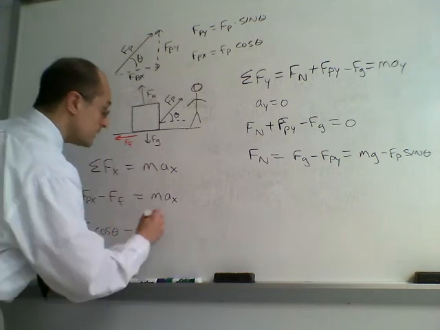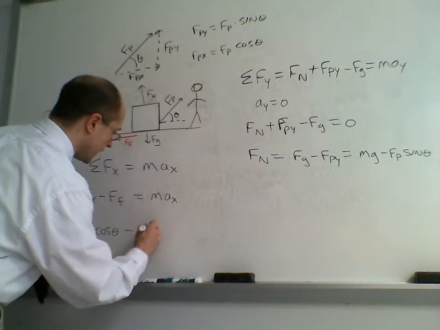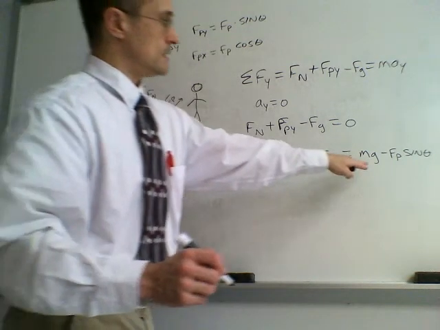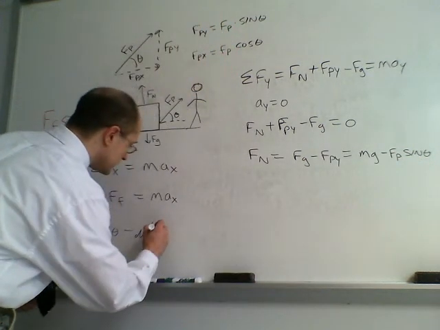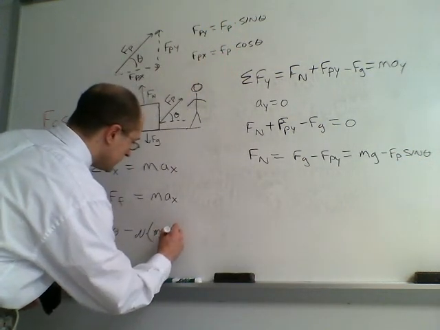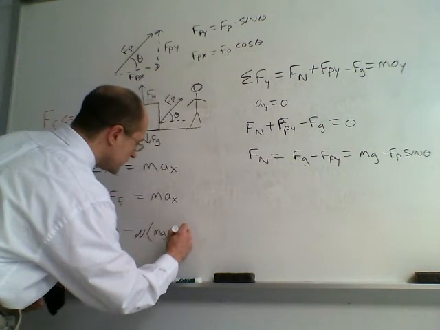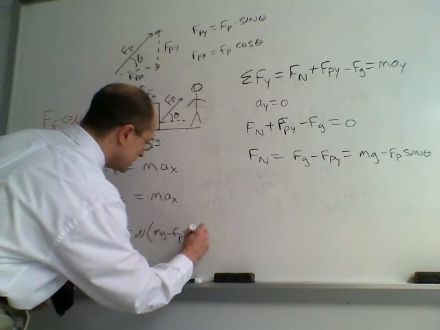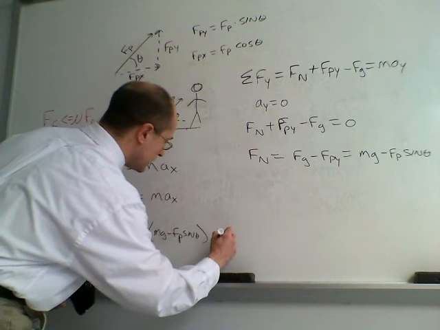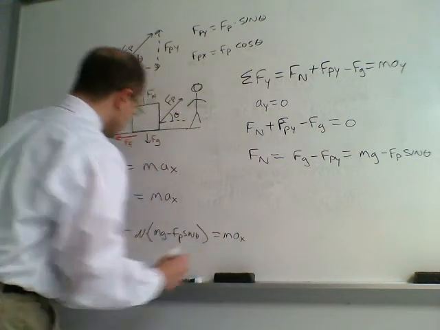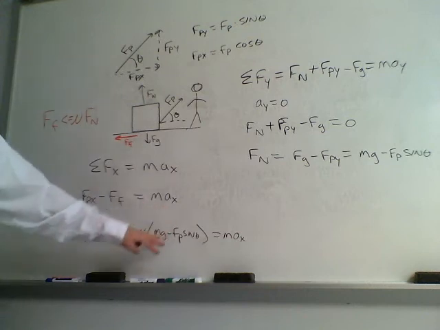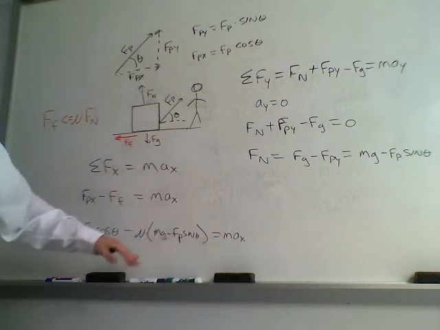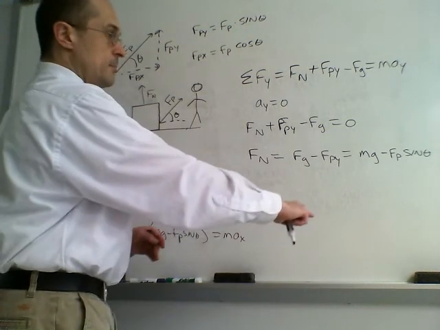Times the normal force. And we said that the normal force is mg minus force cosine theta. So it's mg minus Fp sine theta. And this is going to be equal to MAX. So if the force of our pull times the cosine of our angle is larger than this friction piece, we're able to accelerate the box.